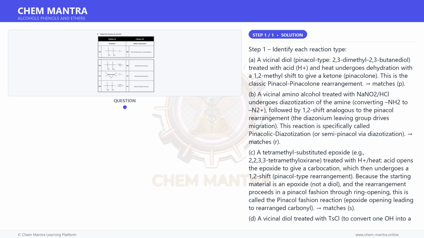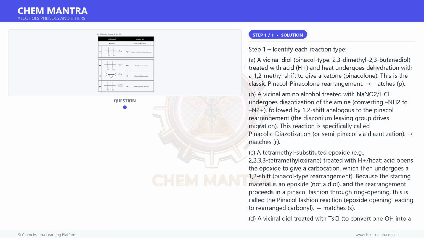A matches P. B. A vicinal amino alcohol treated with NaNO2/HCl undergoes diazotization of the amine, converting NH2 to N2+, followed by a 1,2 shift analogous to the pinacol rearrangement. The diazonium leaving group drives migration. This reaction is specifically called pinacolic diazotization, or semipinacol via diazotization.